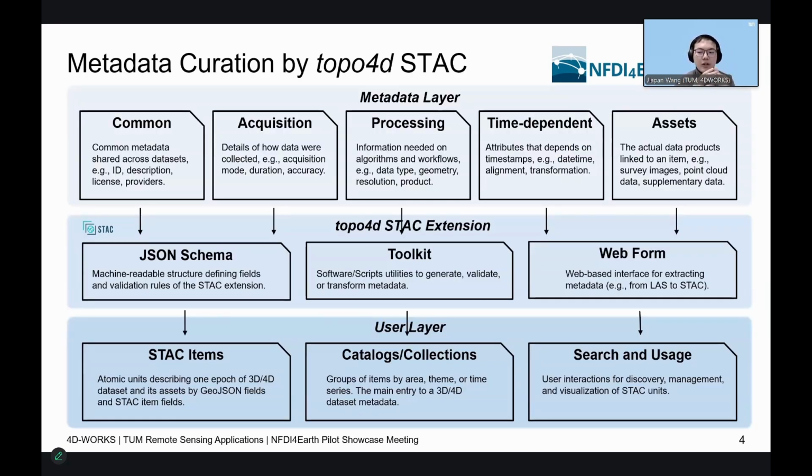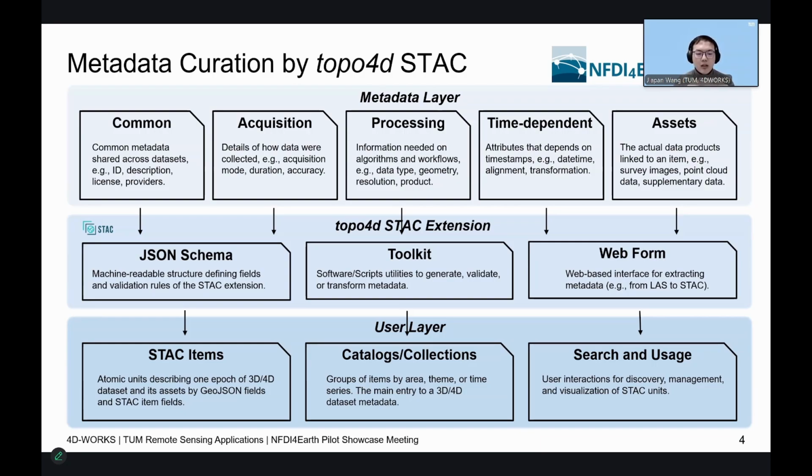Our solution, as you see here, is a three-layer architecture for metadata curation using STAC. STAC, the full name is Spatio-Temporal Asset Catalog, is a very established metadata management tool for satellite imagery. We want to leverage the abilities and toolkits from STAC to develop our 4D data sets. First, we have the metadata layers. We identify the important categories for topographic change analysis, including common metadata, acquisition metadata, processing metadata, asset metadata, and the most important, the new addition, the time-dependent metadata.